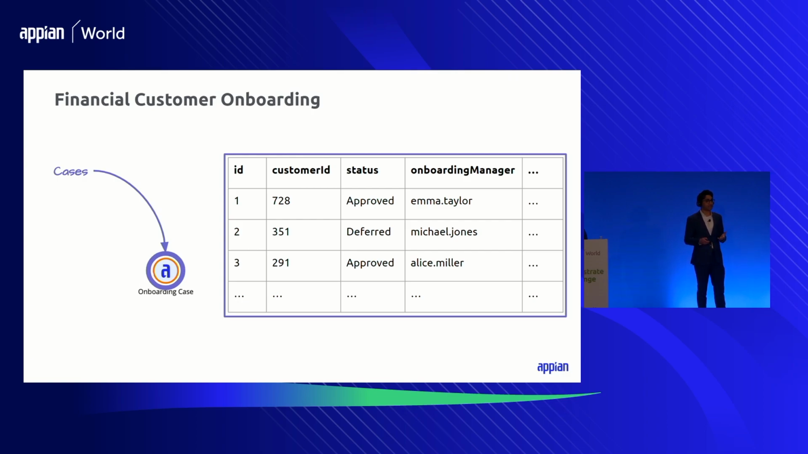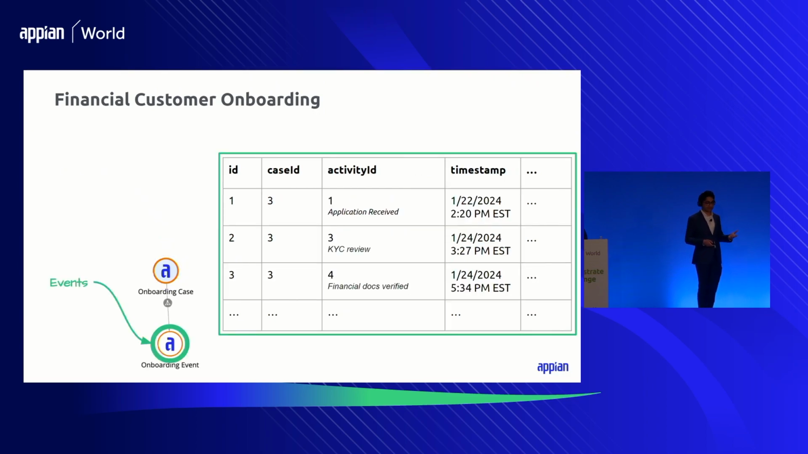And each one of these cases follows a certain flow and has a series of events. So it might look something like this, where an instance of customer onboarding might be application received. And then there is a know your customer review.